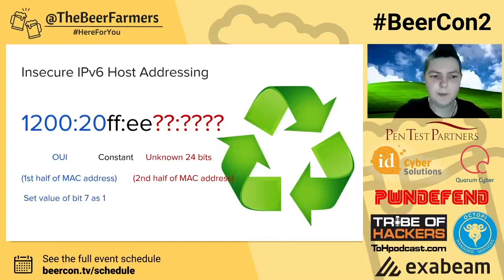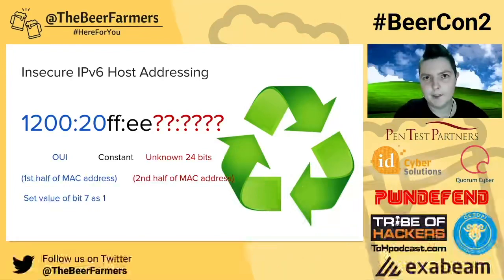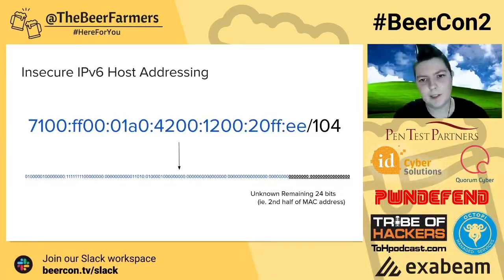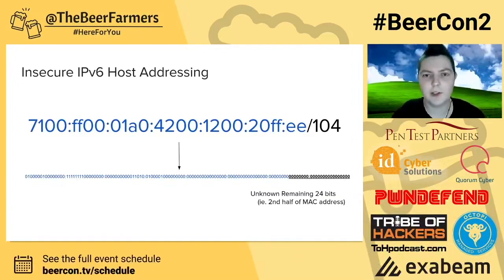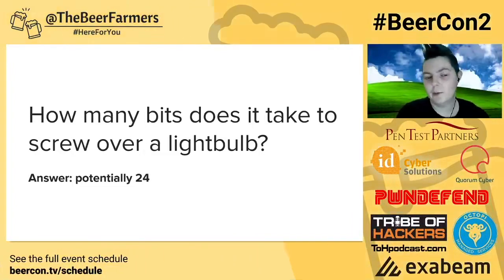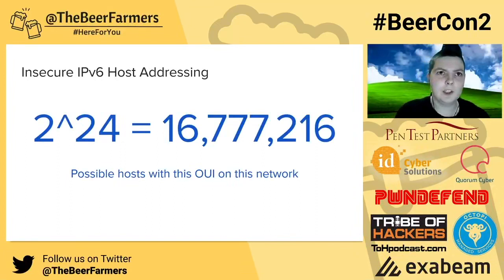So what we need to do is flip bit 7 to the value of 1. I think it's the universal bit that gets flipped there, but you need to do that to make this into an IPv6 address. So all that we have left to iterate through is 24 bits at the end. We figured out what 104 bits of this address are already with entirely publicly available information, BGP records and organizational unique identifiers available through IEEE. So the answer, how many bits does it take to screw over a smart light bulb potentially, is 24. So that is just under 17 million possible hosts that would have this OUI on this network.